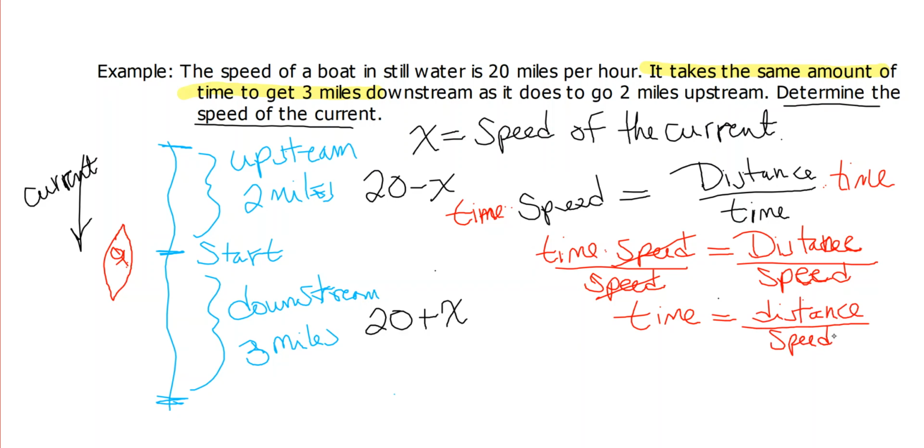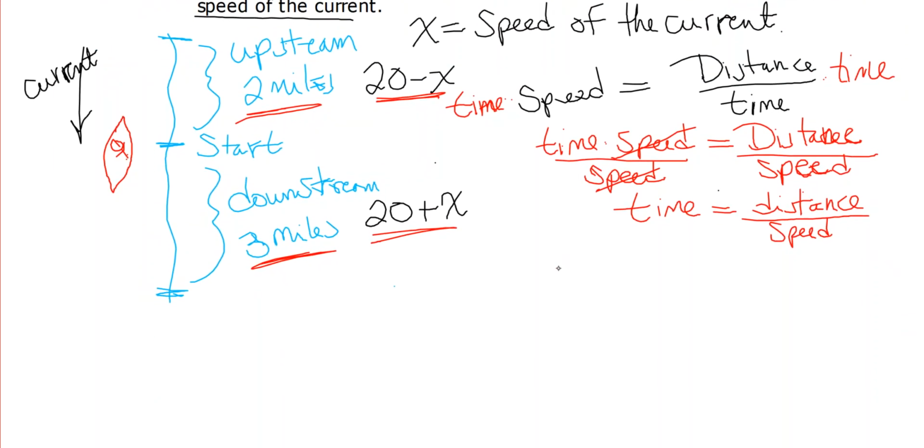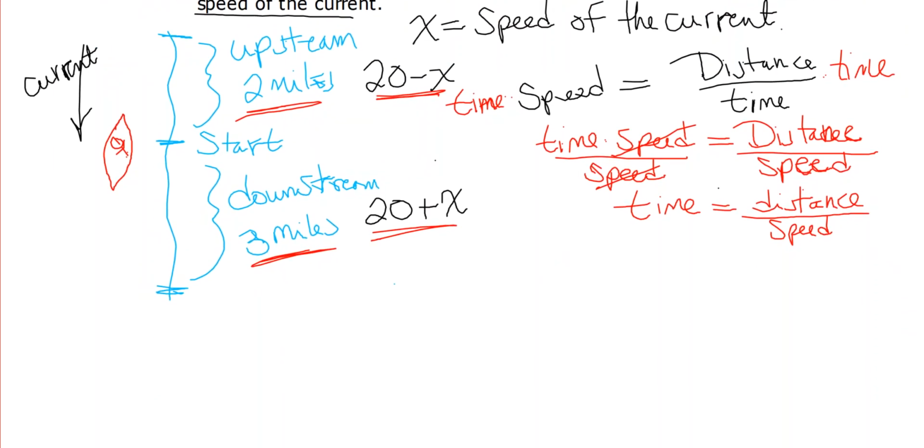And hopefully you notice you have that information. Oh look, here's distance, here's speed. Here's distance, here's speed. And I know that time upstream is equal to time downstream. So that's what we're going to use. I need to move my page up just a little bit so we can fit this. So what I've just established is that time up is time down. So I'm saying time upstream is equal to time downstream.